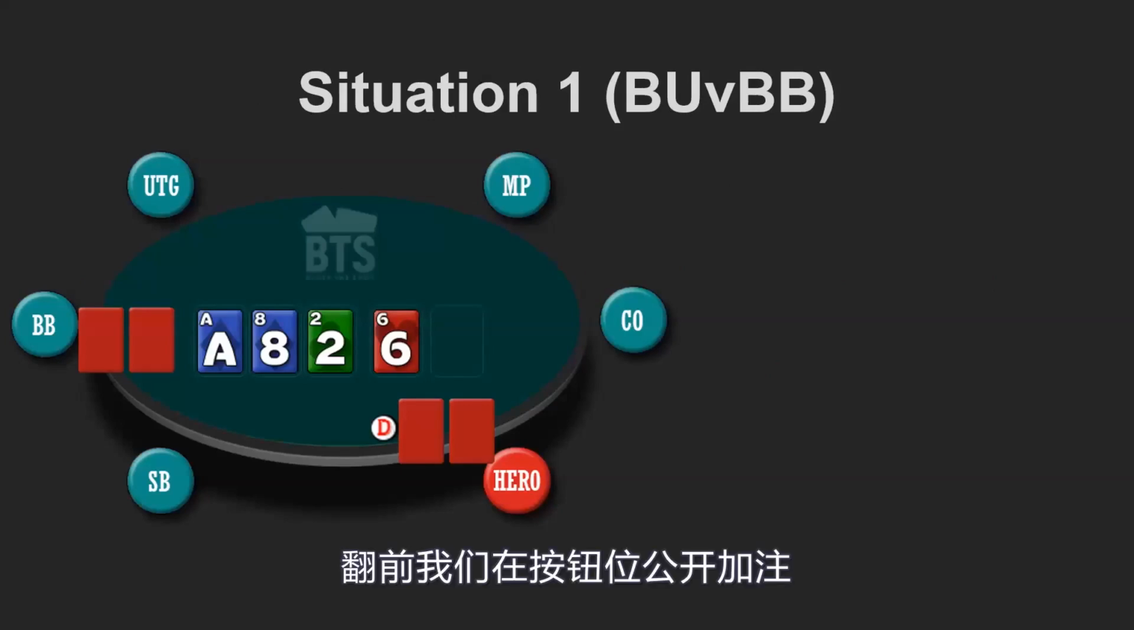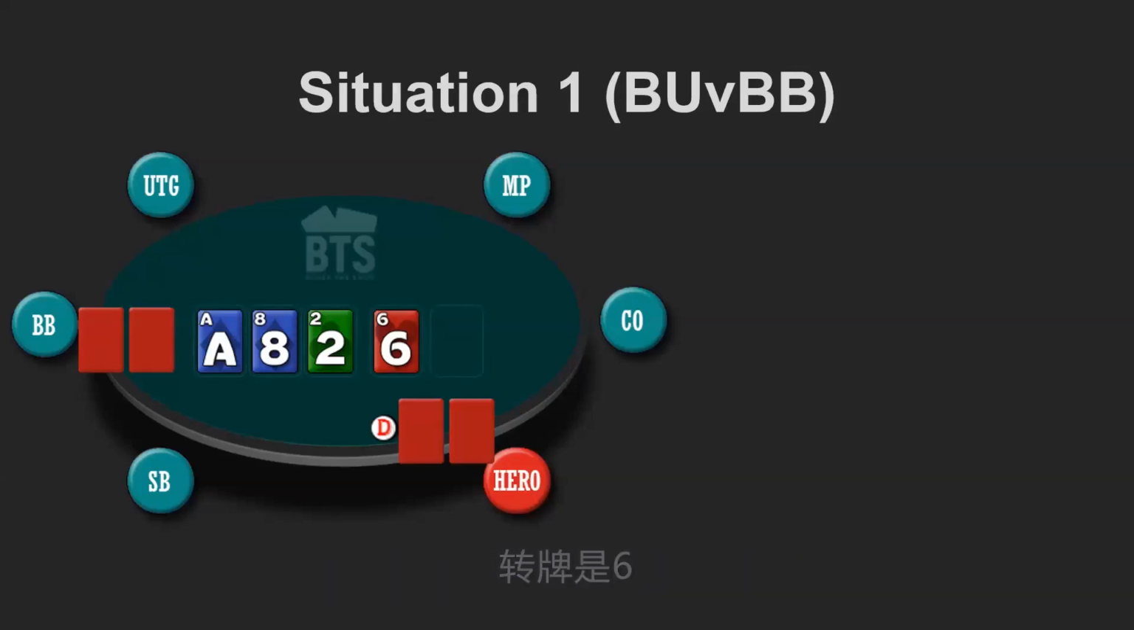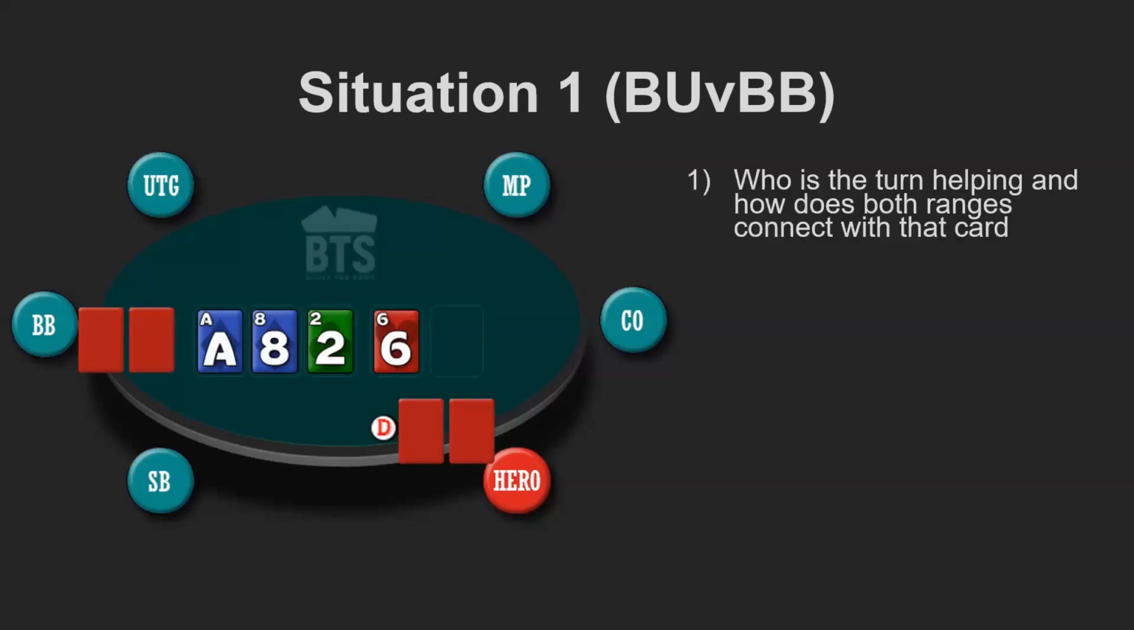So we open the button, big blind calls. Board is ace, 8, deuce, flush draw. We are c-betting range for 1/3 pot. Big blind calls, and then the turn is the 6.